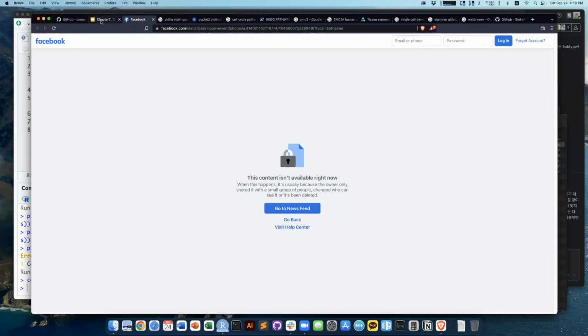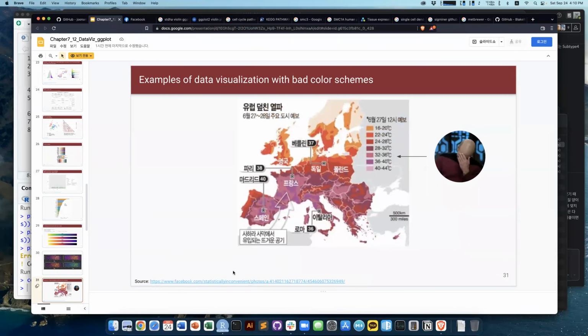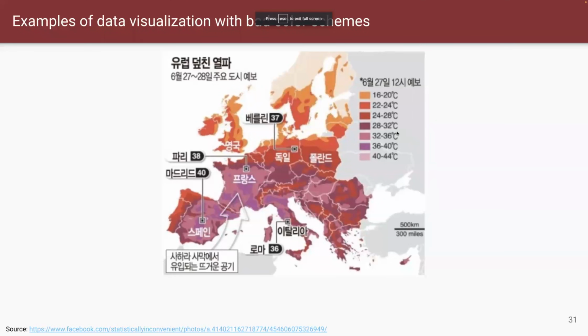visualization. Oh, I mean, this page is totally gone. I really like this page, but yes, there is a collection of bad visualizations from the news media in Korea. Yeah, but there are so many, so we don't have to point them out.